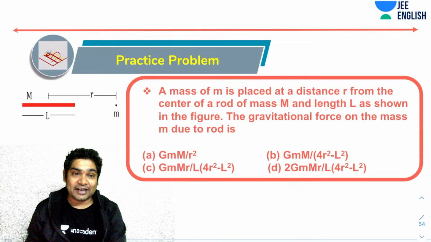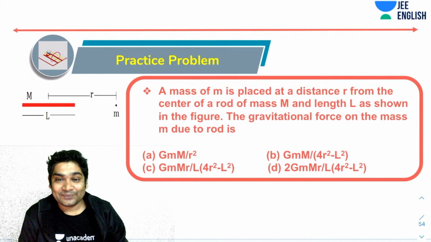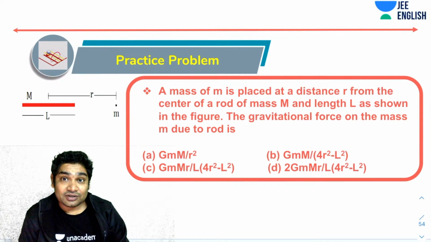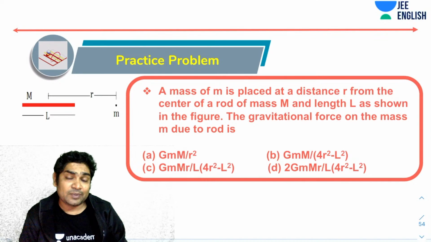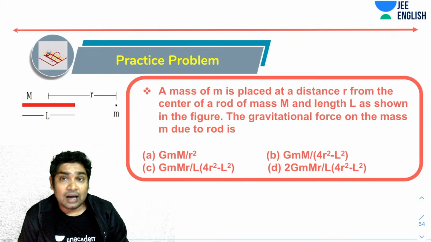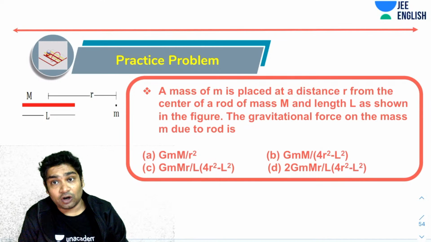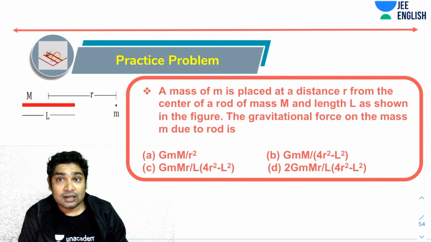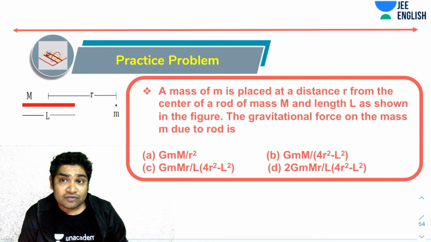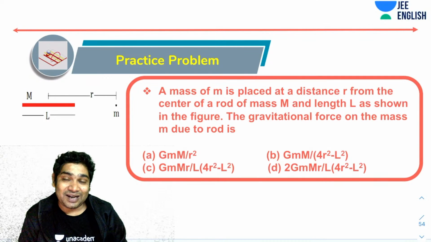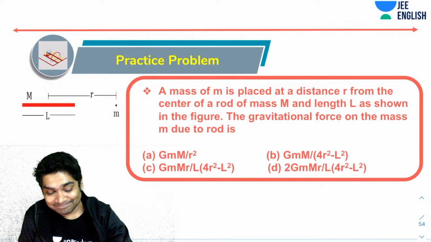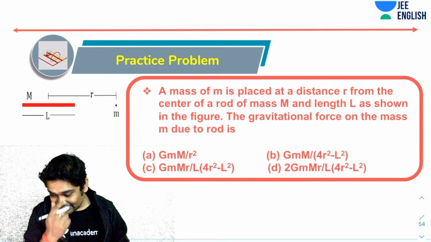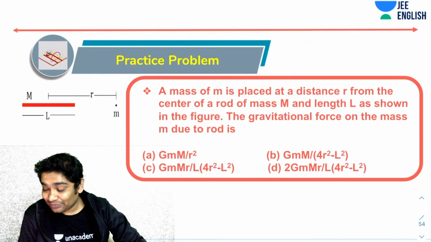So why don't I give you guys some practice then? Here is what you've been told. A mass of small m is placed at a distance of r from the center of a rod of mass capital M and length L, as shown in the figure. Now, the gravitational force on the small m mass due to the rod is what? Try this. Interesting problem.